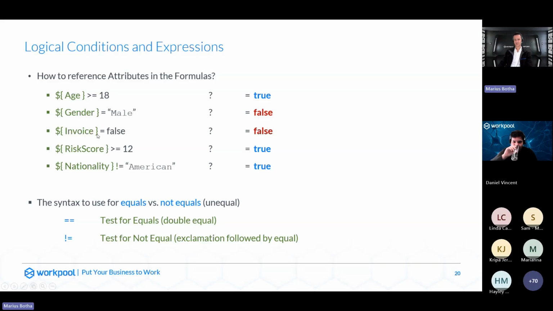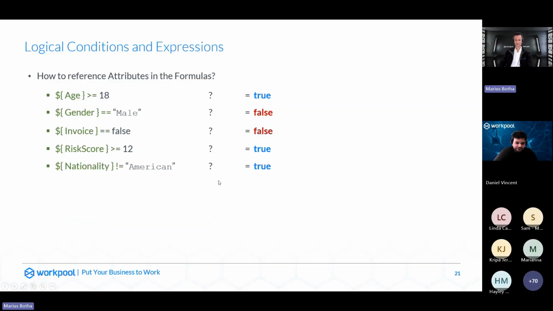So equal in WorkPool actually is a double equal. And whenever you specify or use it in a rule, you just put a double equal, and in WorkPool it means that you want to compare the value on the left to the value on the right.